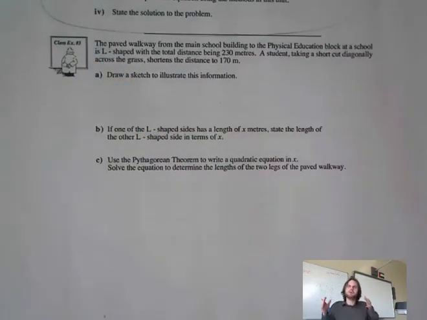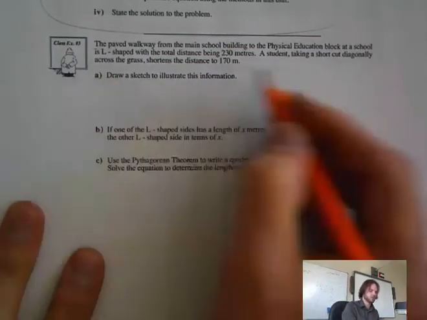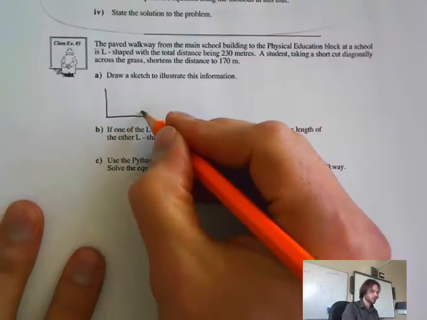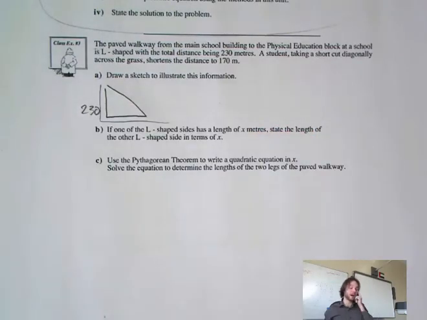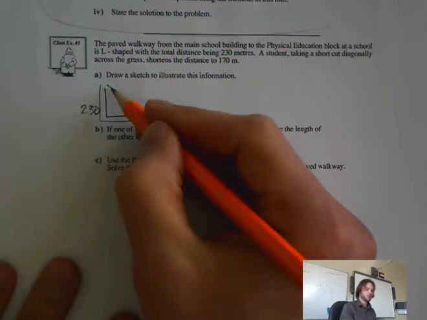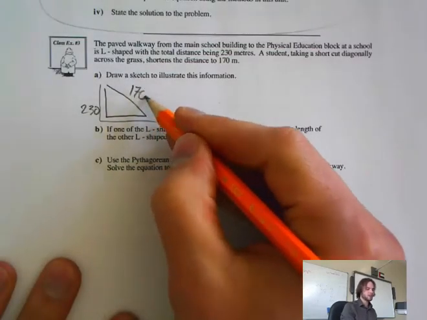There's a school with a walkway from the main building to the gym. It's an L shape, and the walkway is 230 meters. Let's sketch the diagram. 230. So from here to here, that's 230. Okay? Now, if you walk across the diagonal, that's only 170 meters.